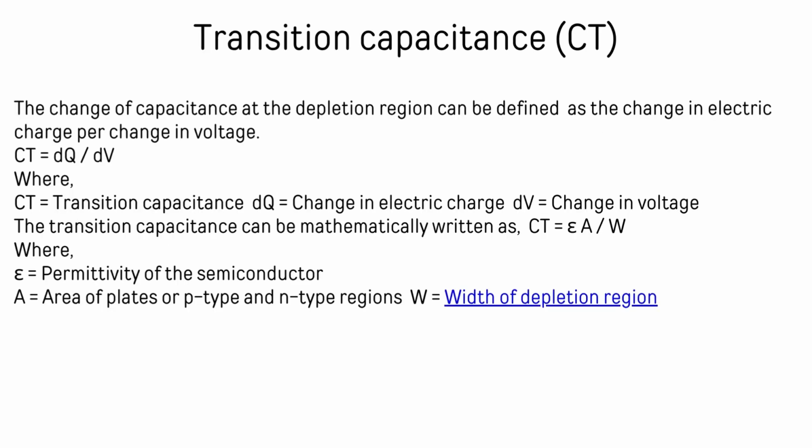C_T is given by C_T equals dq by dV. The change in capacitance at a depletion region can be defined as the change in electric charge per change in voltage, dq by dV, where C_T is the transition capacitance, dq is the change in electric charge, and dV is the change in voltage. The transition capacitance can be mathematically written as C_T equals epsilon A by W, where epsilon is the permittivity of the semiconductor, A is the area of the plates, the p-type or n-type regions, and W is the width of the depletion region.